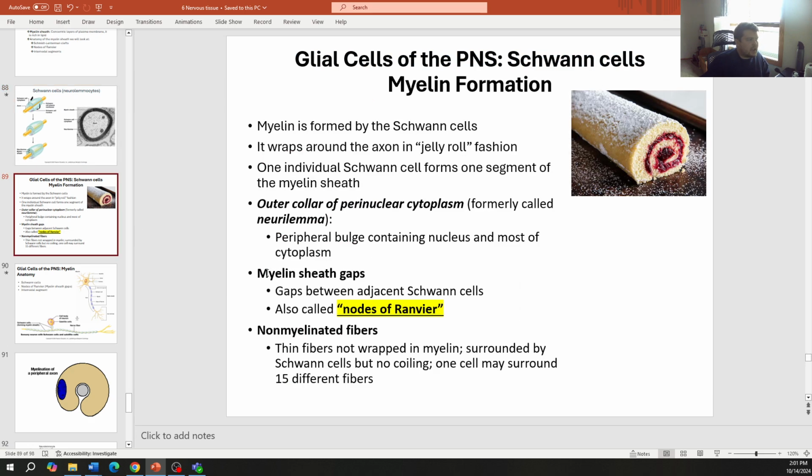We have myelin sheath gaps. Those are those nodes of Ranvier, you can either call it Ranvier or Ranvier, however you want to pronounce it. They're gaps in the myelin. They're the nodes of Ranvier. And then there are also non-myelinated fibers.